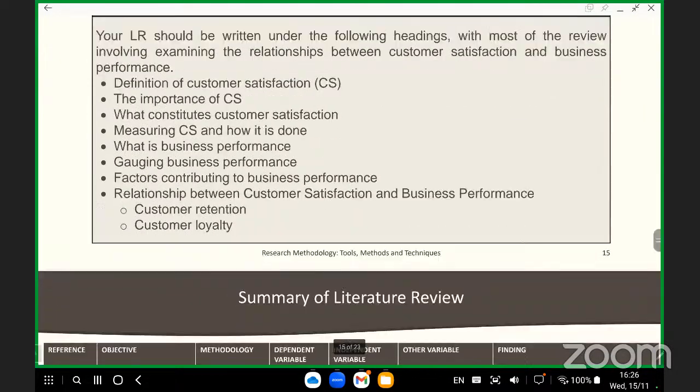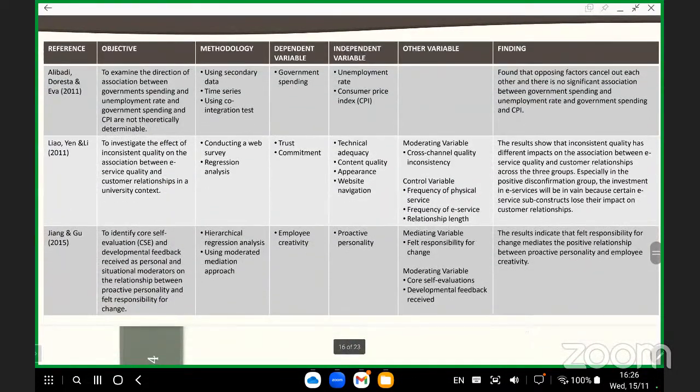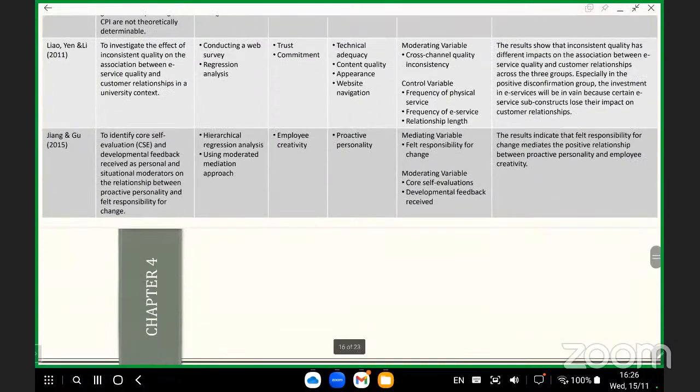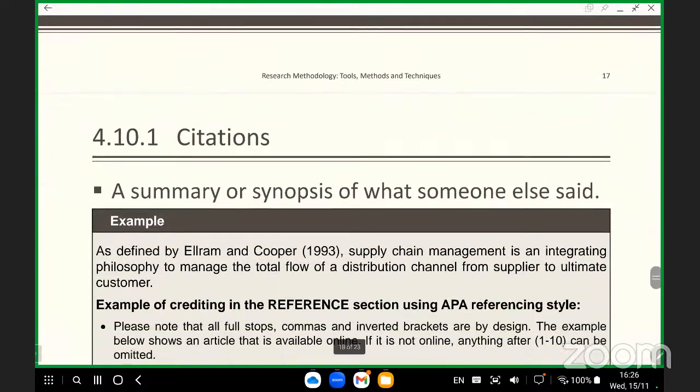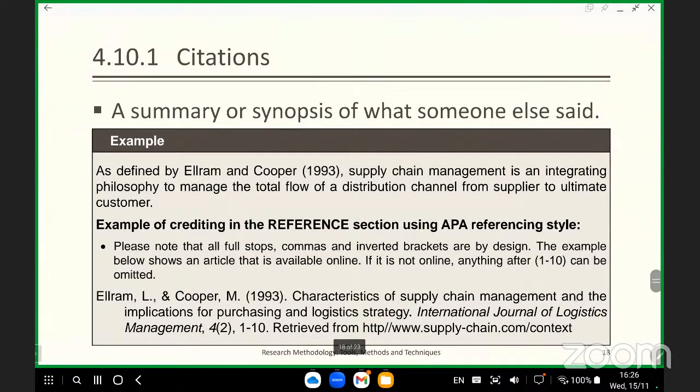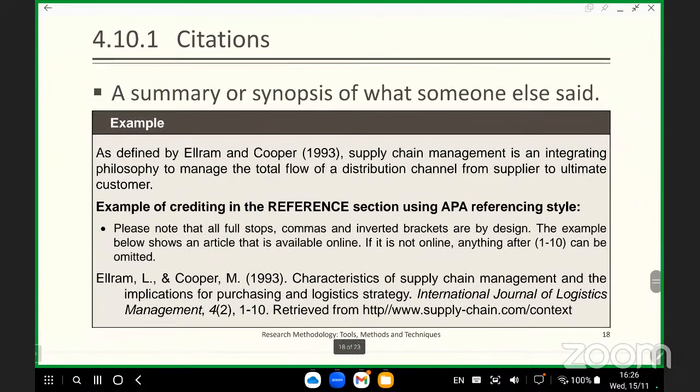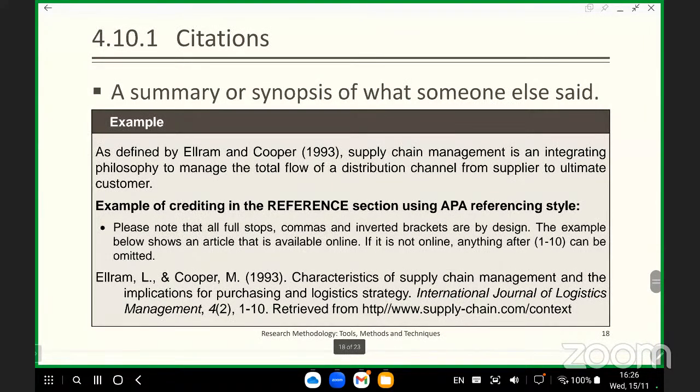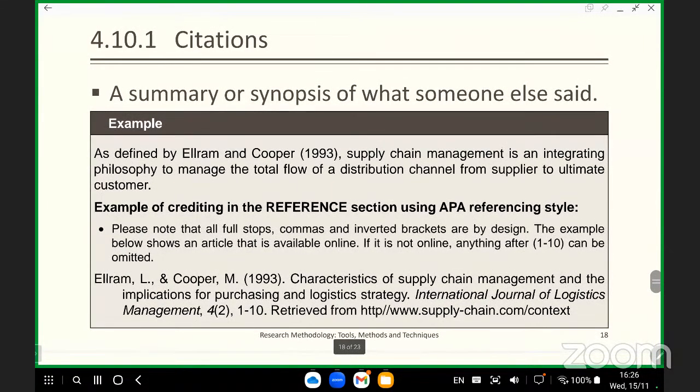Okay? Okay. Ini adalah contoh summary yang dikompil dan diletakkan di dalam satu table. Okay? Untuk memudahkan identification on the element that you had di dalam satu-satu journal itu. Okay? Contohnya lah. So kita pergi pada citation. Jadi kalau citation ini kan adalah summary atau synopsis of what someone else said.